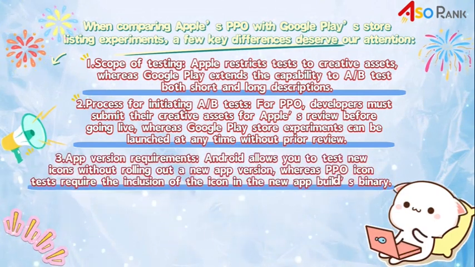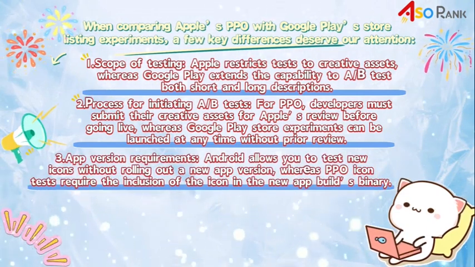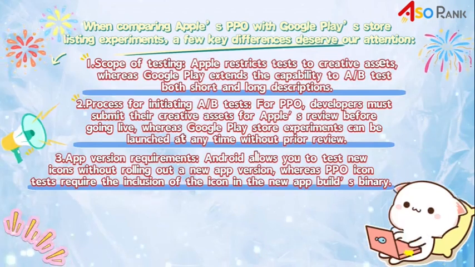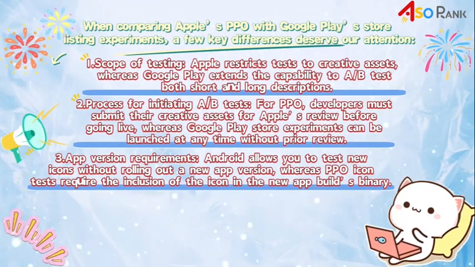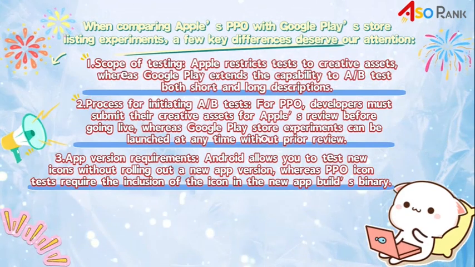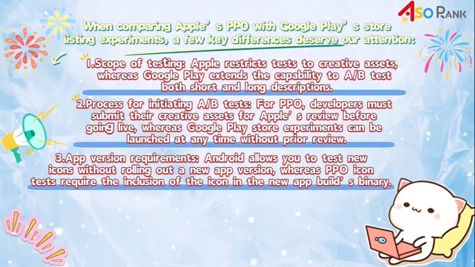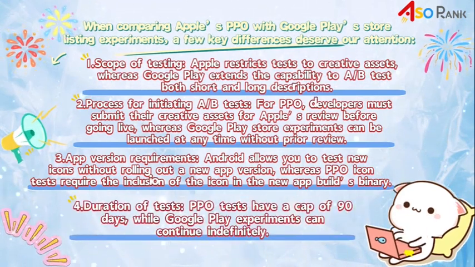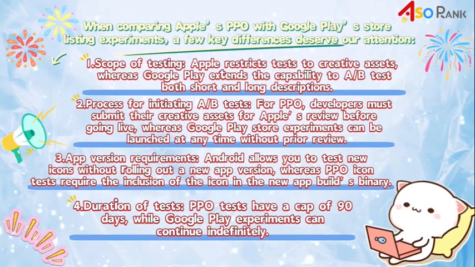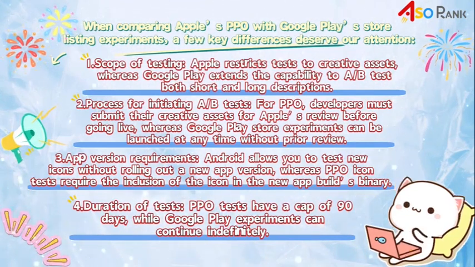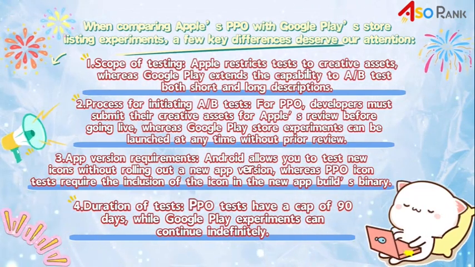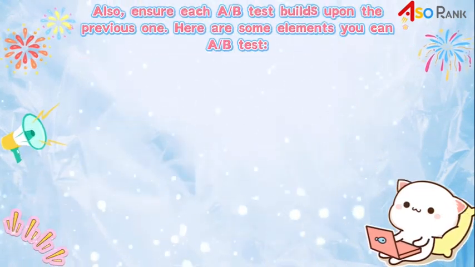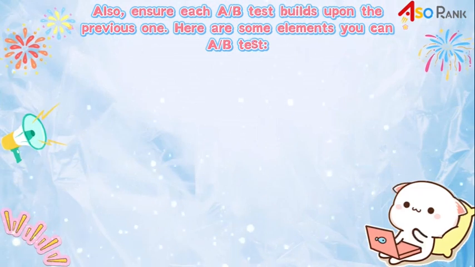App version requirements: Android allows you to test new icons without rolling out a new app version, whereas Pro icon tests require the inclusion of the icon in the new app binary. Duration of tests: Pro tests have a cap of 90 days, while Google Play experiments can continue indefinitely. Also, ensure each A/B test builds upon the previous one.